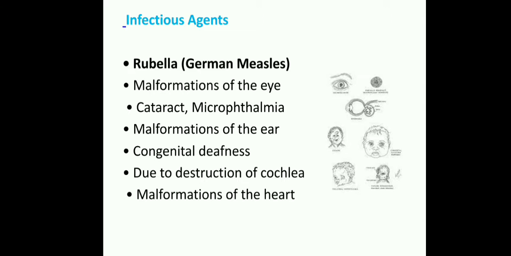These are the defects that may be associated if the mother is suffering with rubella infection. These are viva questions. If the mother is suffering with rubella, how may that baby be affected? What are the common congenital malformations? Those are malformations of the eye, malformations of the ear, and then malformations of the heart.